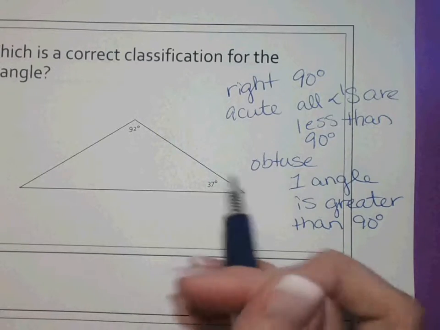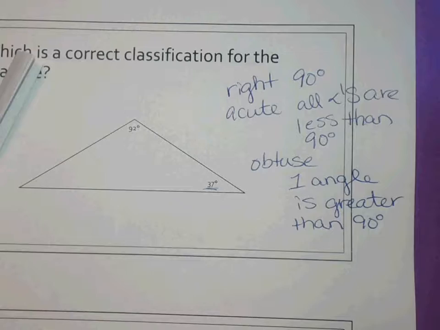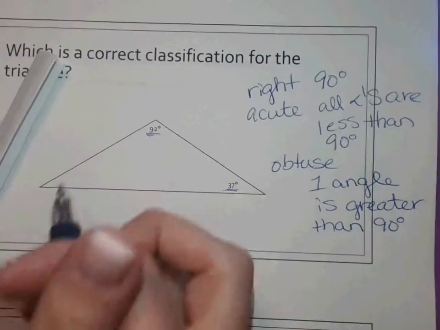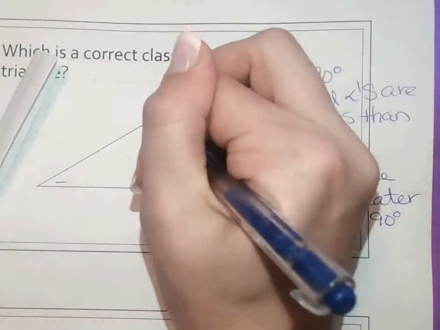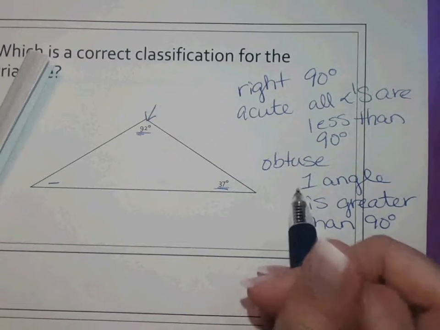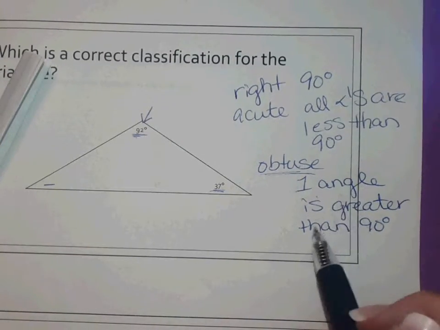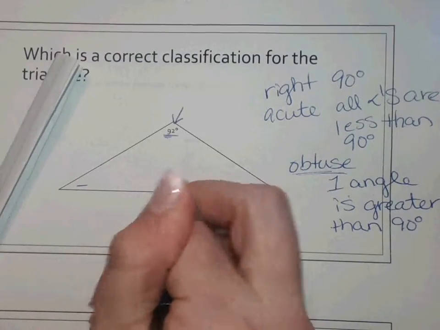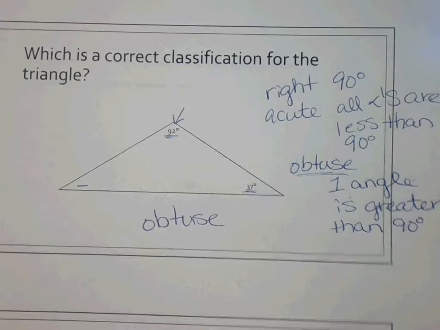Okay, so I'm going to look at my angles here. I've got 37. Ooh, that's an acute angle. Ooh, I've got 92. And then I've got an angle over here, I don't know. But if I look right here at this one, 92 degrees, oh, right off the bat, I can choose obtuse because it says one angle is greater than 90. And this one is. So this triangle, without knowing that last one, is an obtuse triangle.